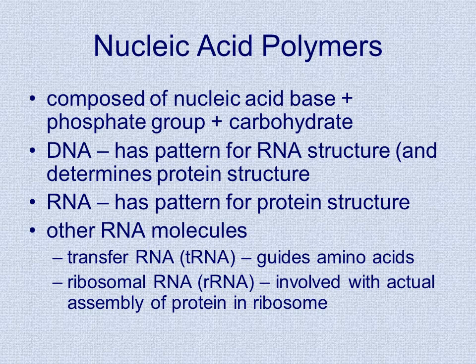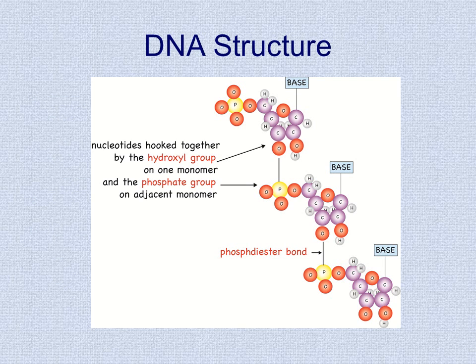Other RNA molecules are important. The transfer RNA is a small RNA molecule, and that's involved in guiding the specific amino acids into the growing protein chain. Ribosomal RNA is a large molecule, and ribosomal RNA is involved in the actual assembly of the protein in the ribosome. That actually helps put the amino acids together to form those amide linkages.